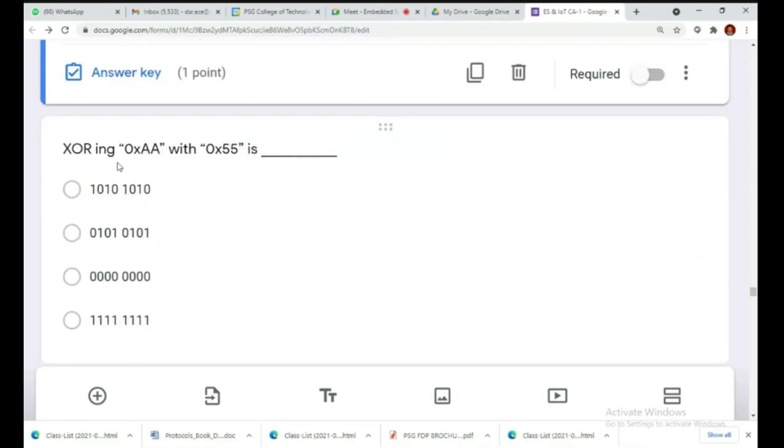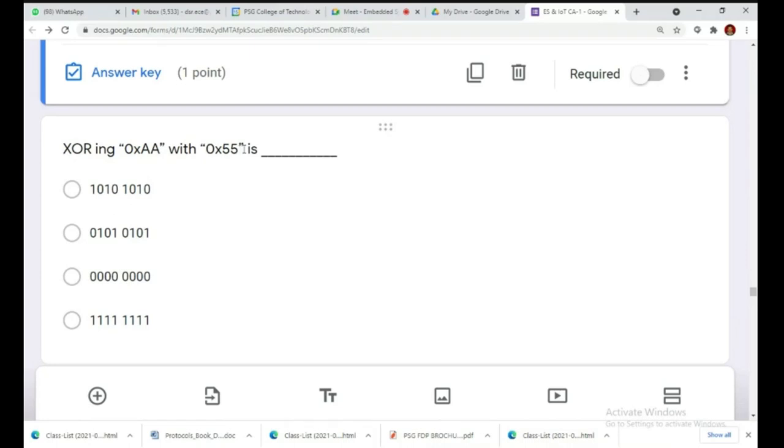This is very interesting. XOR of AA and 55. AA means 1010 1010, and 55 means 0101 0101. XOR is for finding the similarity. When there is no similarity, the output is 1. So bit-level similarities will be checked.